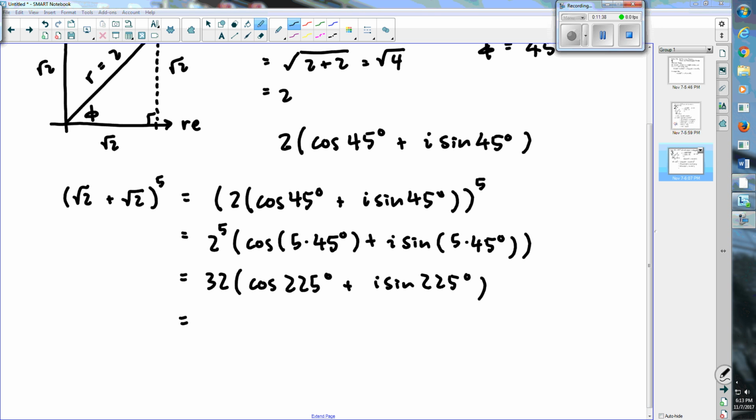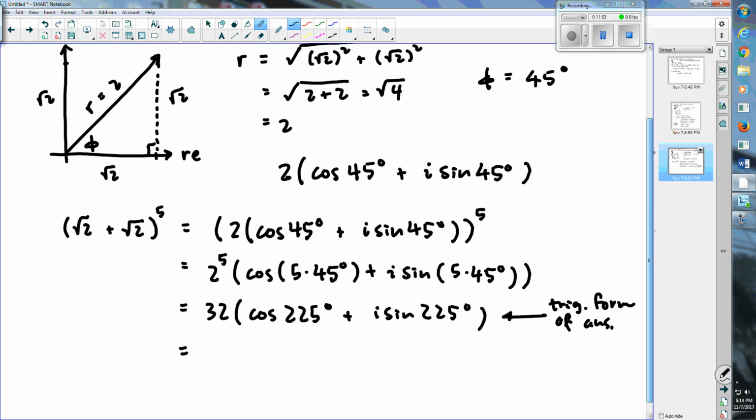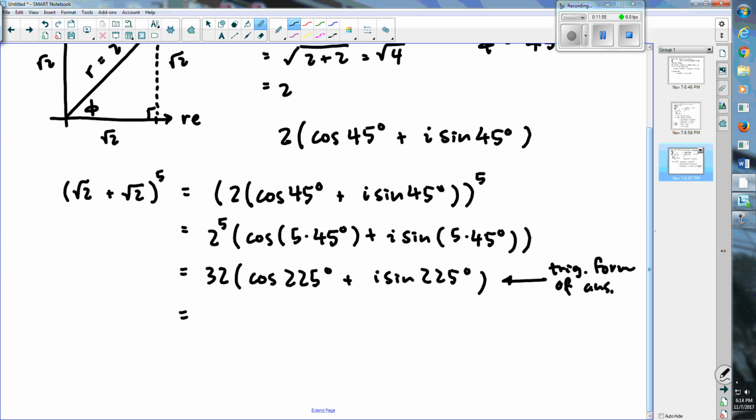And up until this point, right here, we have the trigonometric form of the answer, or polar form of our answer. But the directions tell us to take this to rectangular form. So let's continue. We're going to have 32 times the cosine of 225.